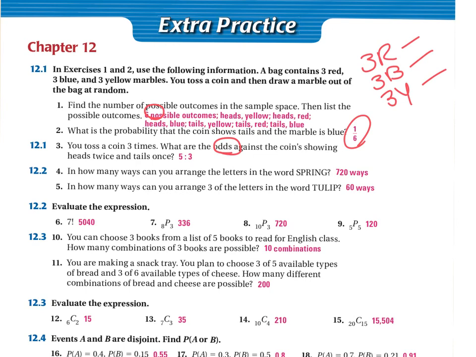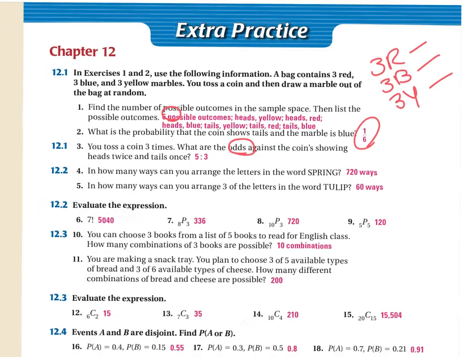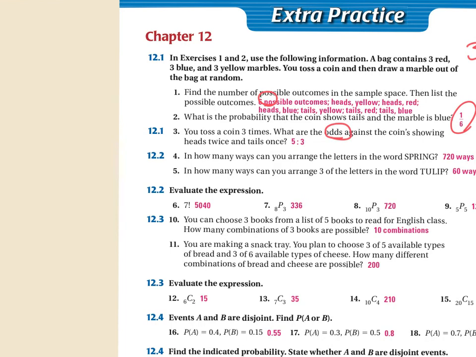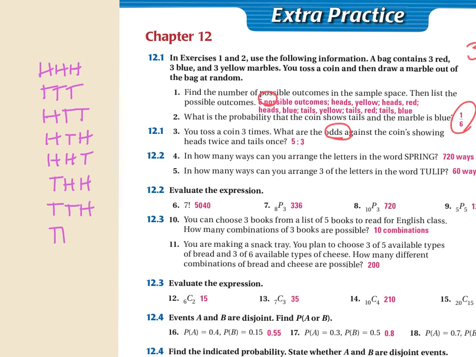So the odds against the coin showing heads twice and tails once. Now you're going in the opposite direction. If you think about your sample set here, 3 times you could get heads all 3 times. You could get tails all 3 times. You could get heads, heads, tails, or heads, tails, heads, or tails, heads, heads, and then same thing with tails: tails, tails, heads, tails, heads, tails, and so on. So 1, 2, 3, 4, 5, 6, 7, 8. There's 8 total options.